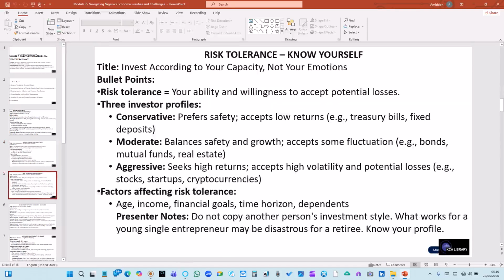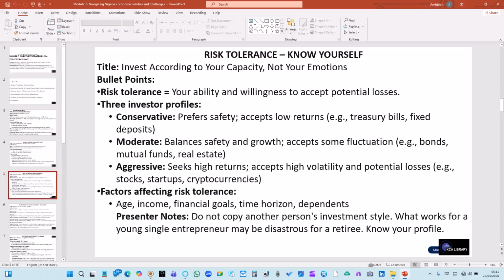Let us look at risk tolerance, that is, know yourself, titled Invest According to Your Capacity, Not Your Emotion. Risk tolerance is the ability and willingness to accept potential loss. Now we have three investor profiles. Number one, conservative investors prefer safety and accept low return. Example, treasury bill and fixed deposit account.